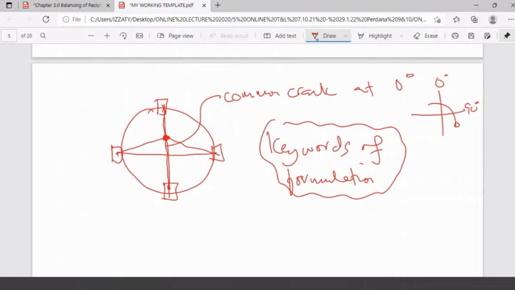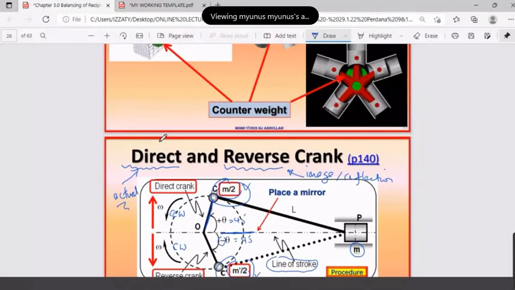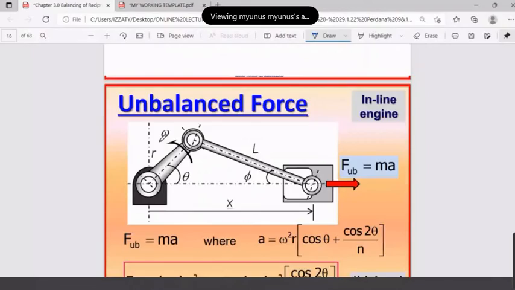Okay, if you don't want to answer this one, I'll go straight to solving it. If you don't understand this one, it's basically for you to understand the next one. What is the keyword just now? It's not equal to 0. Speak up. What is the keyword of formulation just now? Go back to your notes. Look at here. Common crank is not the keyword. What is the keyword just now? Anyone else?